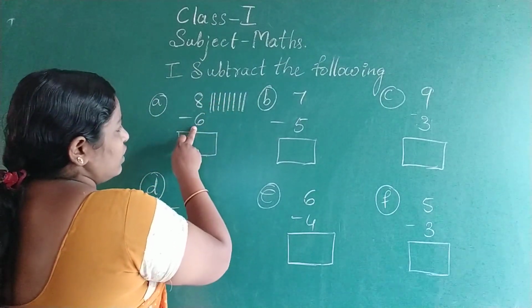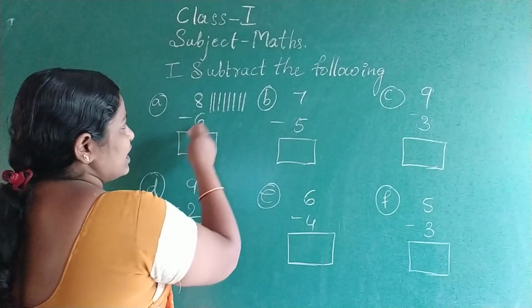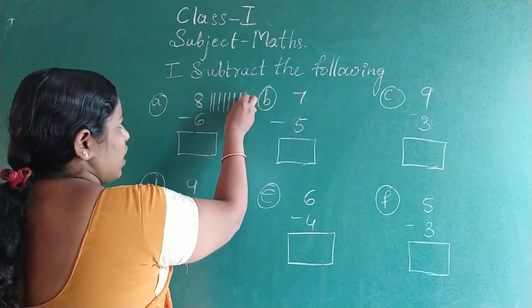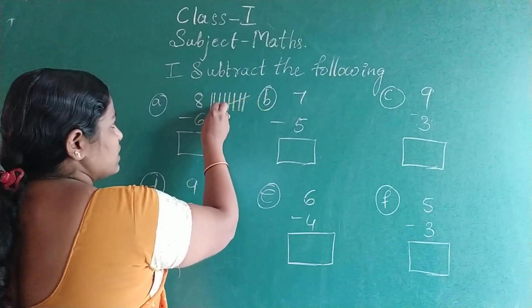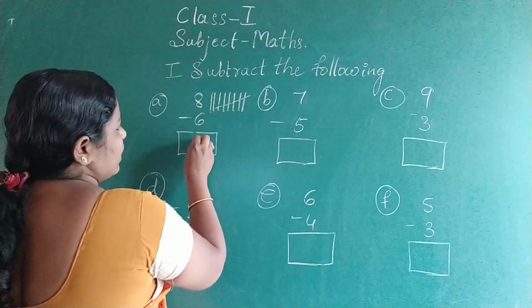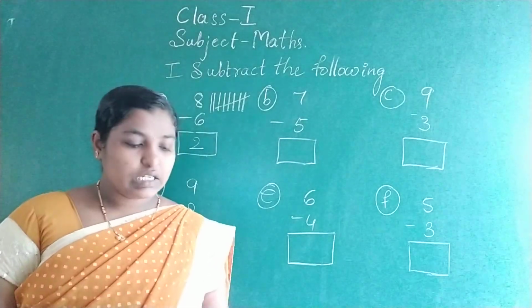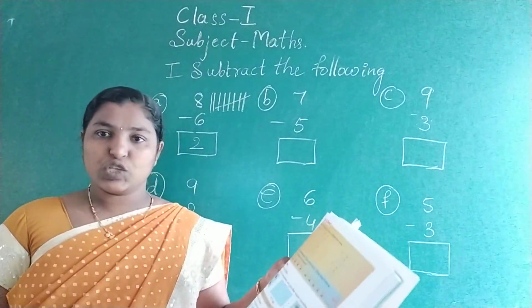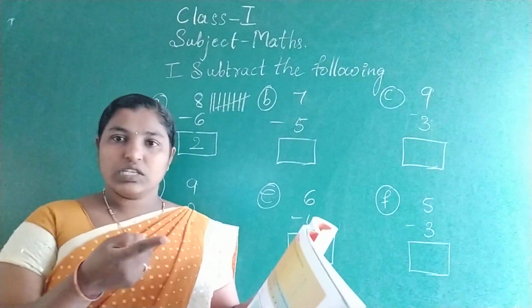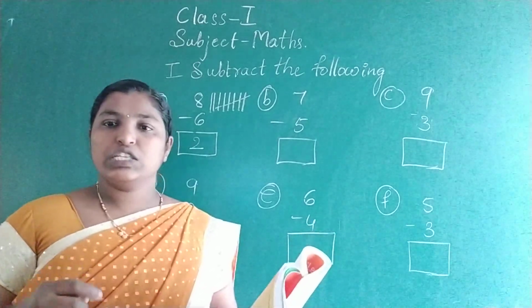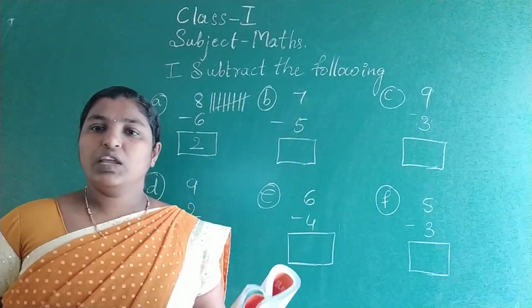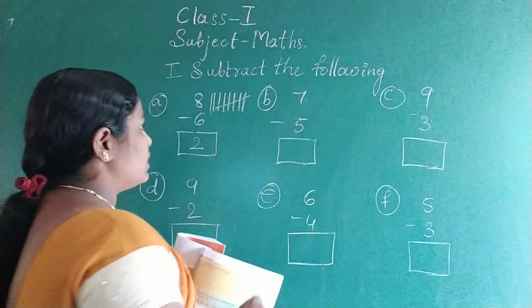Then minus 6 means we should cross out 6 lines. 1, 2, 3, 4, 5, 6. So how many are remaining? 2 is the answer. So you also do it. Draw the lines in your textbook and then cross them out. Cross out 6, and the remaining ones you should write as the answer.